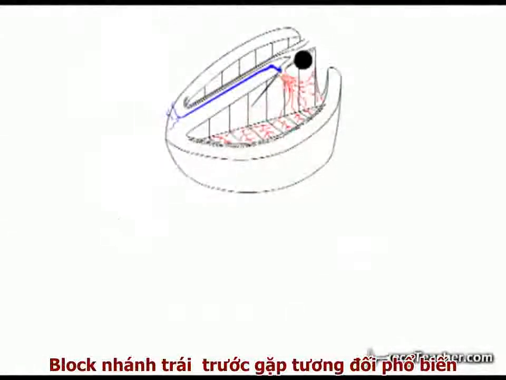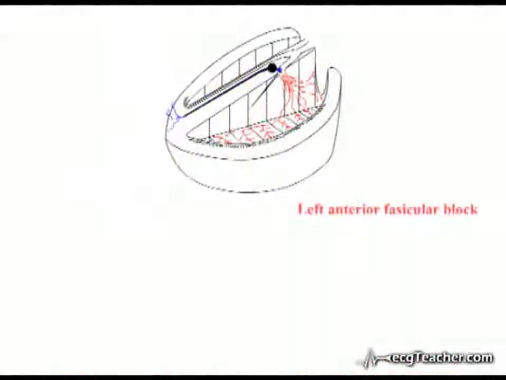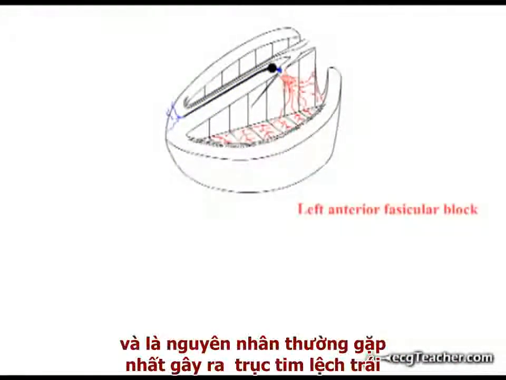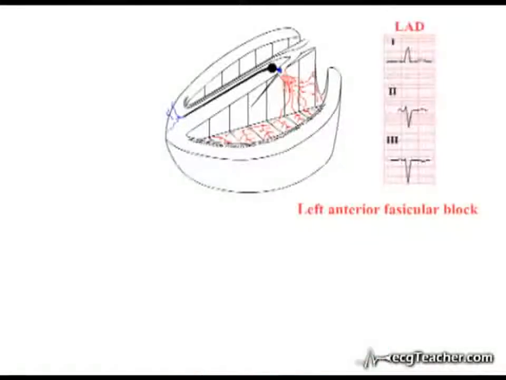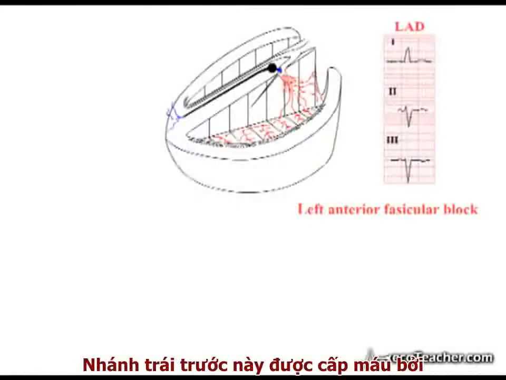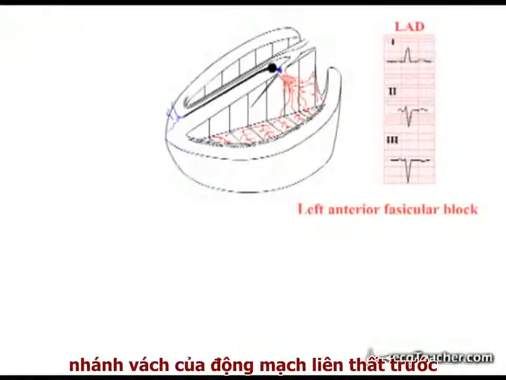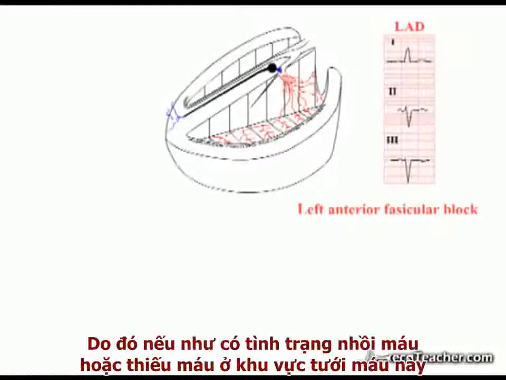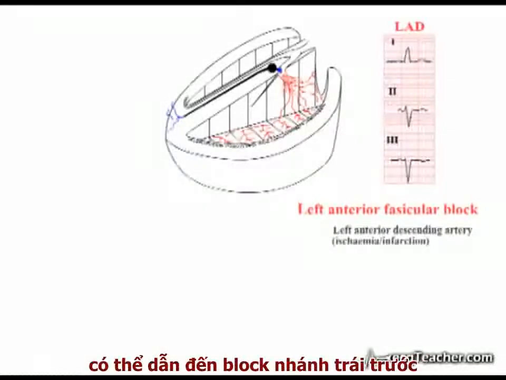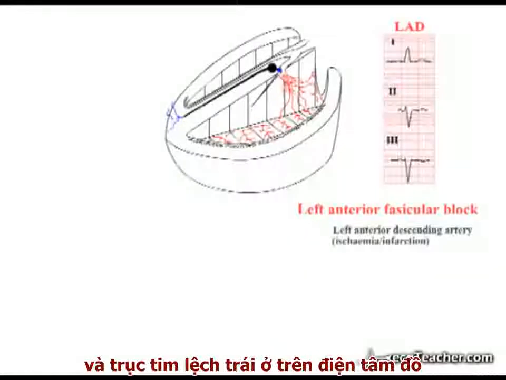Blockage of conduction in the anterior fascicle of the left bundle branch is relatively common and is the commonest cause of left axis deviation on the ECG. The fascicle is supplied by septal branches of the left anterior descending artery. Therefore, infarction or ischemia in this vascular territory can lead to left anterior fascicular block with left axis deviation on the ECG.